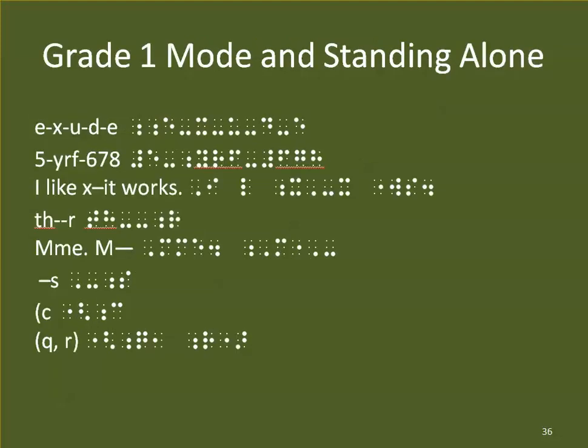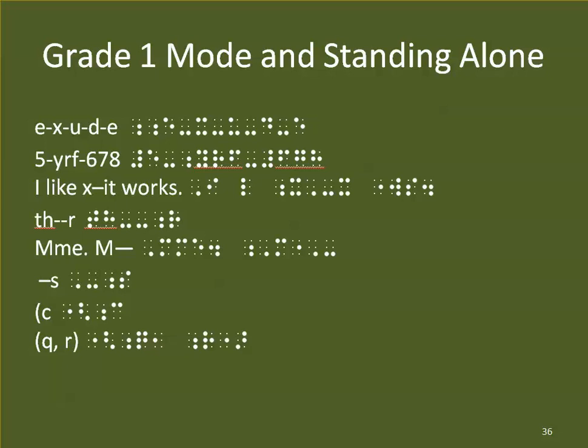Okay, let's put those two concepts together for a bit, grade 1 mode and standing alone. Exude, it's letter for letter with hyphens in between. We just saw several examples of that. Grade 1 word indicator.